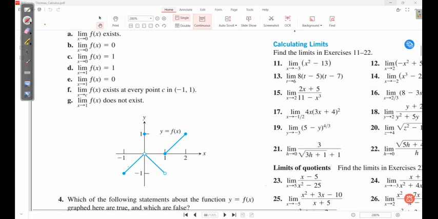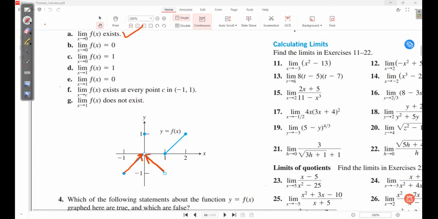Why does it exist? Okay, I will allow everyone to say something if you've got an answer, since people don't want to talk. The limit exists because if you look at the graph, as x approaches 0 from both the left hand side of 0 and the right hand side of 0, the y values... Okay, so that's okay.